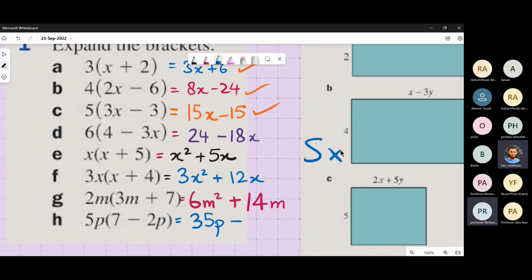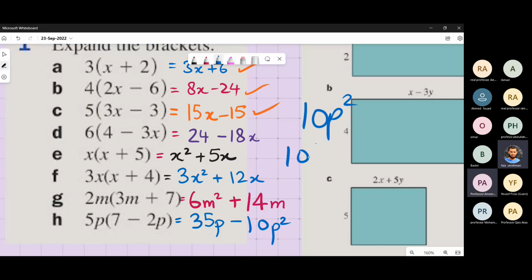5 times 2 is 35? No! 10b squared. And actually, the correct pronunciation for this is 10b squared.